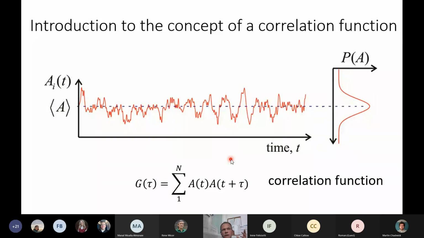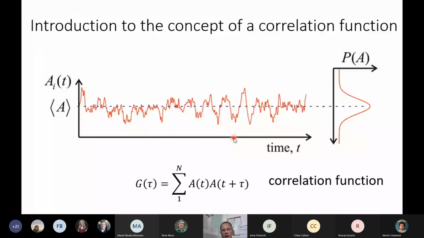I have to say right now that what I will be talking about on this particular slide and the next ones is a very oversimplified explanation of the correlation function. Those of you who are familiar with the mathematical formalism, please forgive me for this very simple introduction to the correlation function.